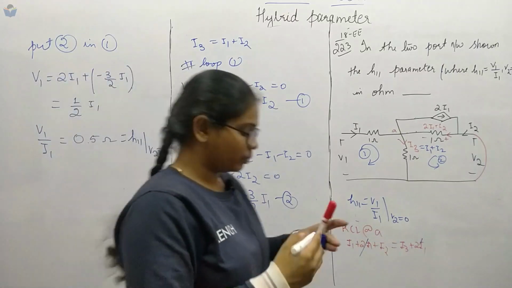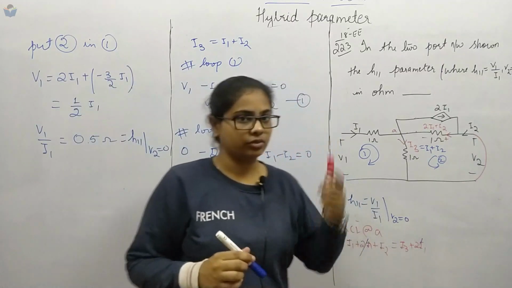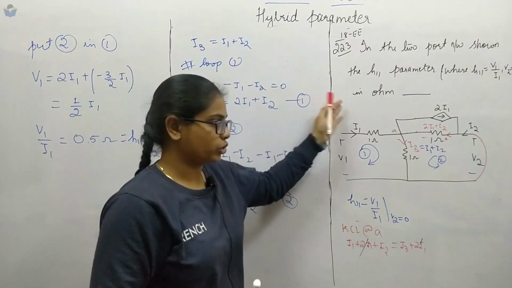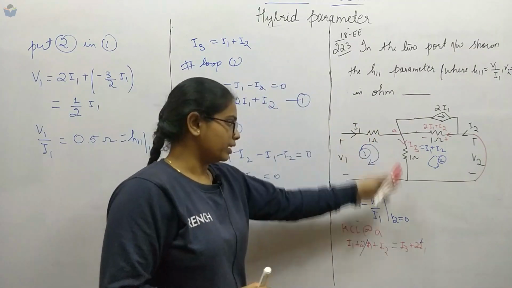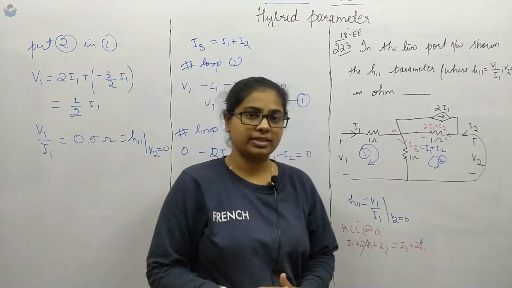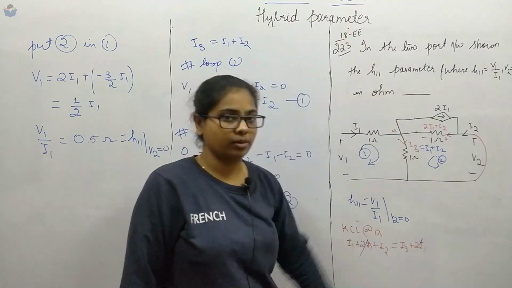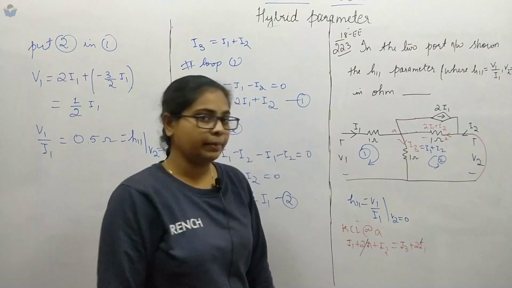So this is about the hybrid parameter. We will end this one for the hybrid parameter. With these two questions that we have solved, we will cover everything. In the next lecture we will see inverse H parameter, which is not so important, and also inverse ABCD parameters.